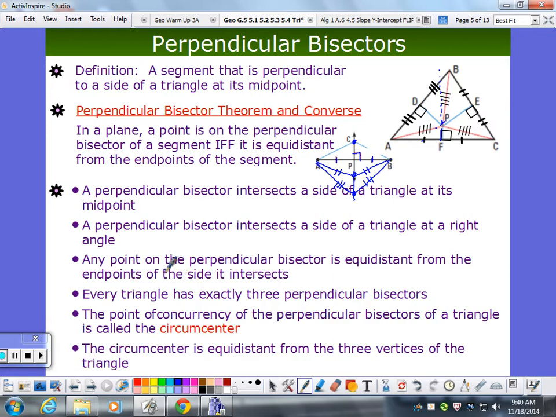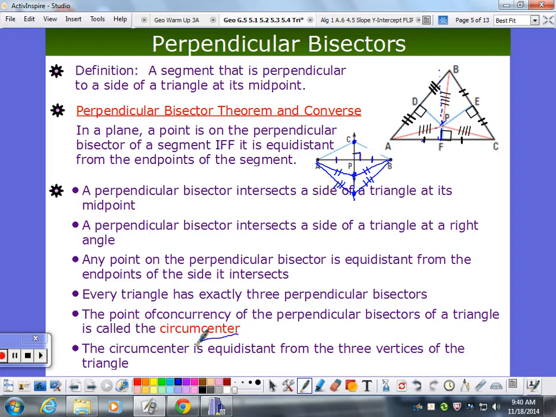Oh goodness. Perpendicular bisector intersects at a midpoint. It's going to be a right angle. Any point on the perpendicular bisector is equidistant. That's what this picture is. Every triangle has exactly 3 because it has 3 sides. The point of concurrency, so here we're getting to all these fancy words now.